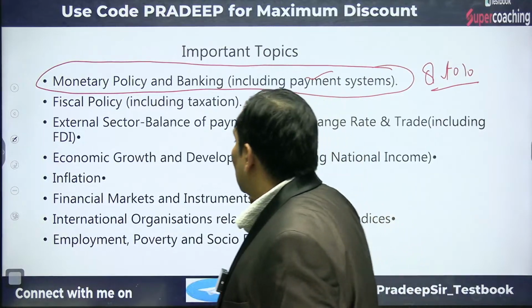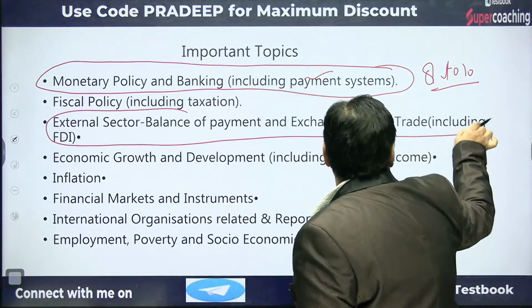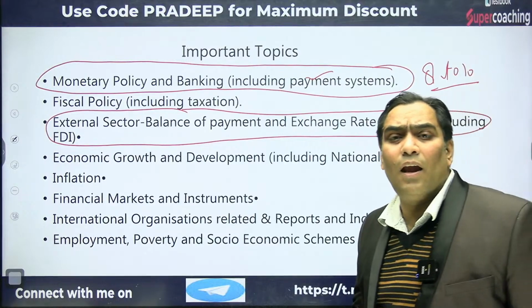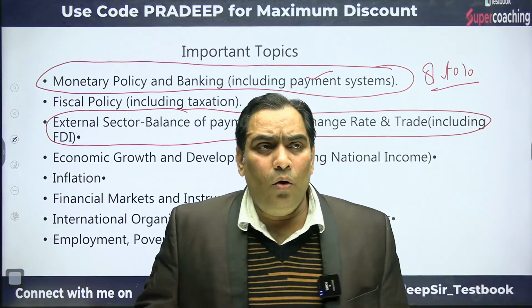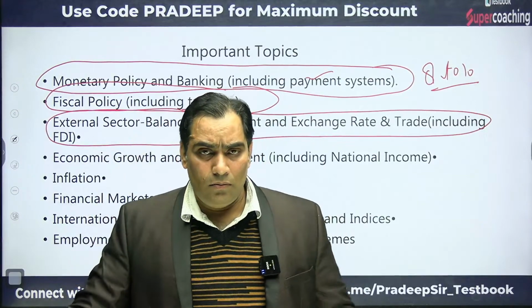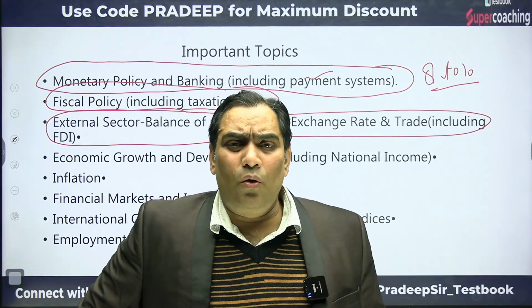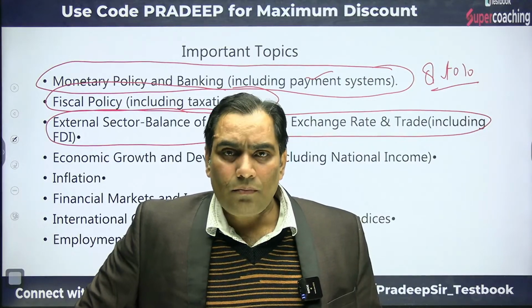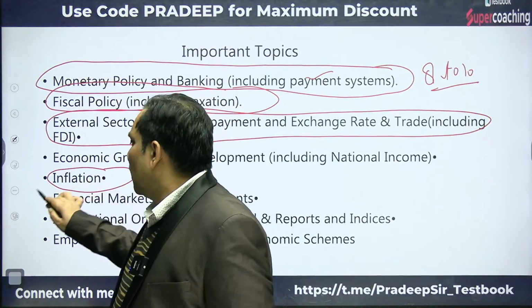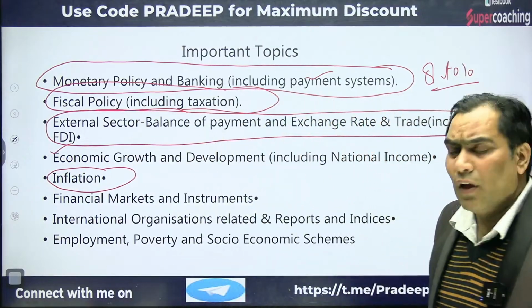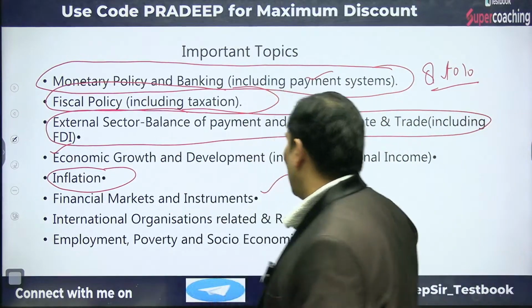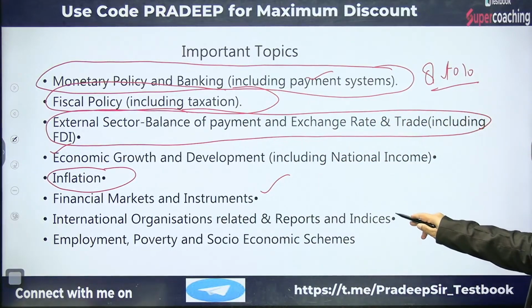Then other than this, the external sector is another important topic. Okay, external sector, including balance of payments, FDI and FPI. Not only this, another important topic is fiscal policy including taxation. Not only this, another important topic is inflation. Other is economic growth and development. Other is financial market and instruments. Other is international organizations, which is related to the external sector only. International organizations related to reports and indices.